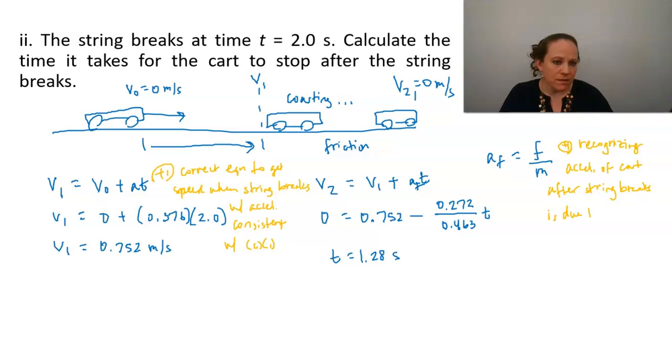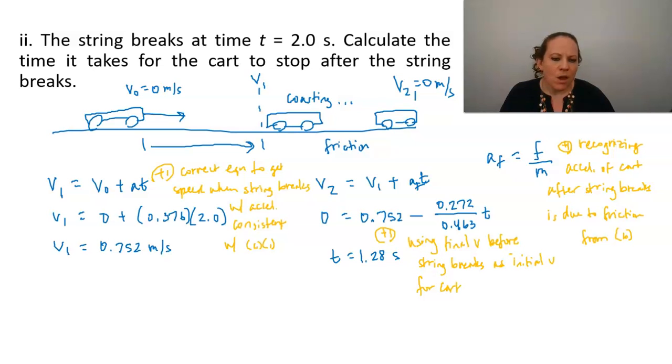And they want us specifically to do the friction from part B, because we haven't calculated friction anywhere else, so that makes sense. And then our final point will be for using the final velocity before the string breaks as the initial velocity for the cart stopping. Oh, yes. And we have to use it in a correct equation for time.